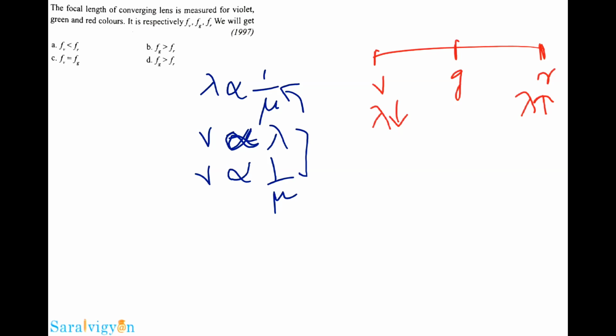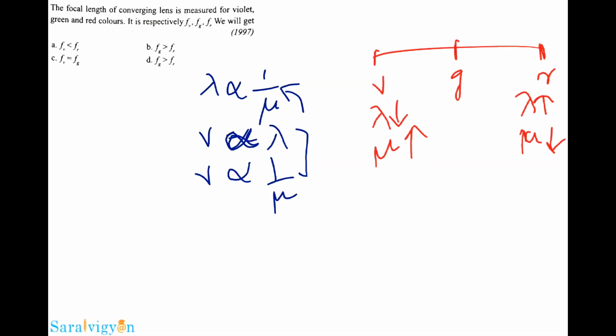So with this relation we can write here for violet refractive index will be greater, and for red refractive index will be lesser, and green also it will be in between. Comparatively only we can get the value of green, whether compared to violet or compared to red.